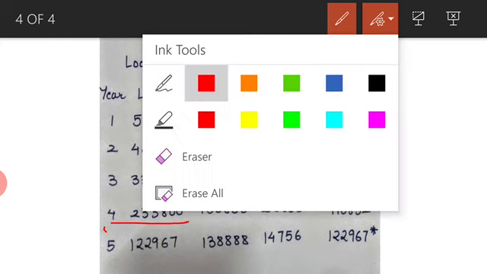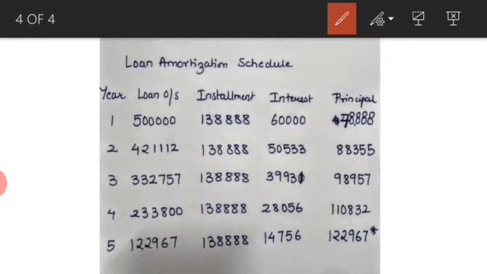Now how do we calculate the loan outstanding for the fourth year? It is 3,32,757 minus 98,957. You get 2,33,800. This process continues, and the installment, again interest is calculated on this at 12% per annum, and then 1,38,888 minus 28,000 gives you 1,10,832.